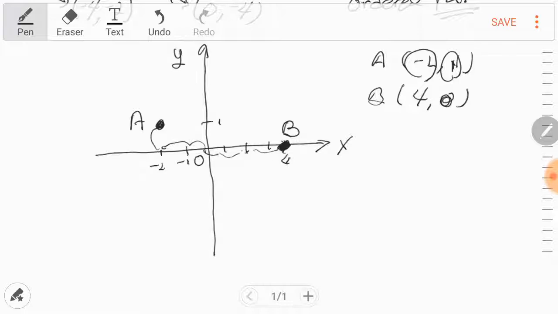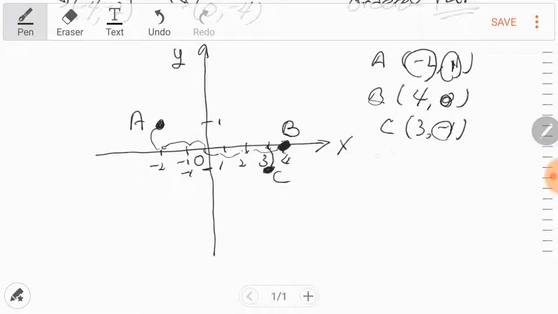Okay, how about another one? Let's say point C is (3, -1). The x value is 3, so move 3 units to the right, and then 1 unit down. So let's say this is -1, so move 1 unit down. Then this is the location of the point C.